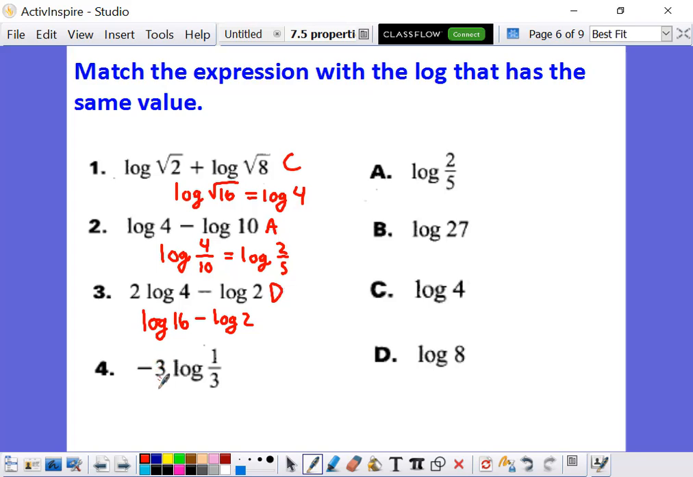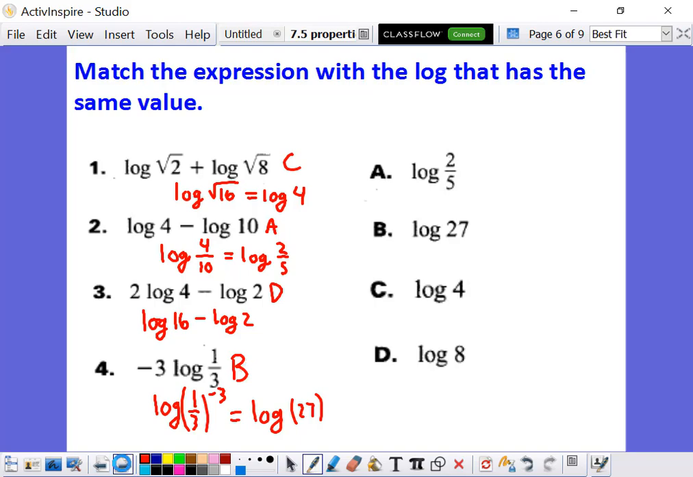So I can take this negative 3 and slide it back as an exponent, so that becomes log of 1/3 to the negative 3 power. 1/3 to the negative 3 power turns into log 27, which is, in fact, answer choice B. So the order should have been C, A, D, B. Pat yourself on the back if you got 4 out of 4 correct.